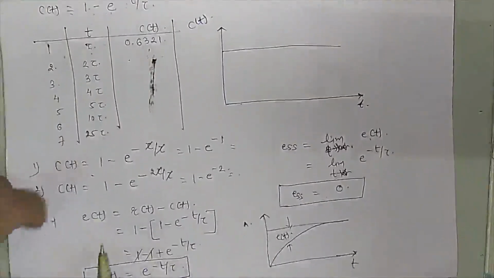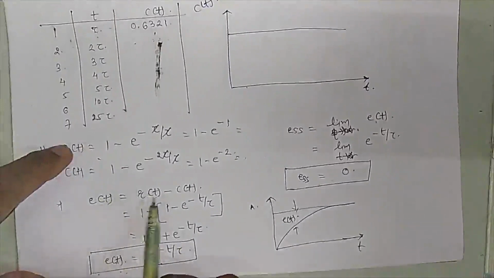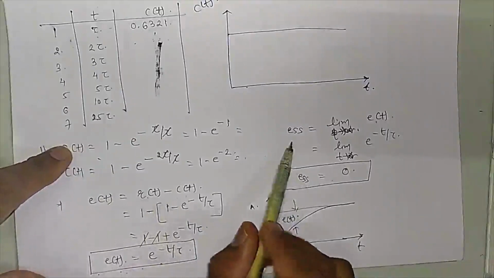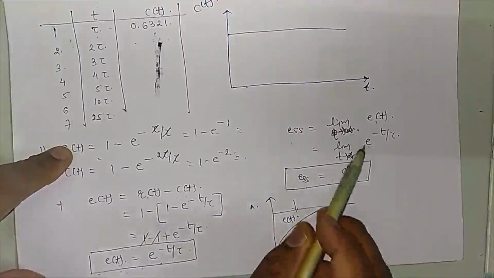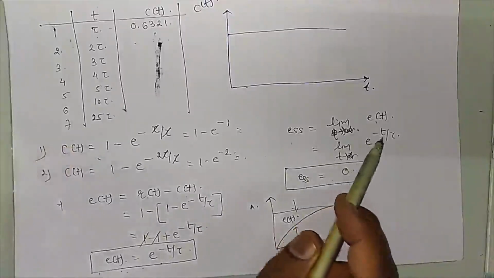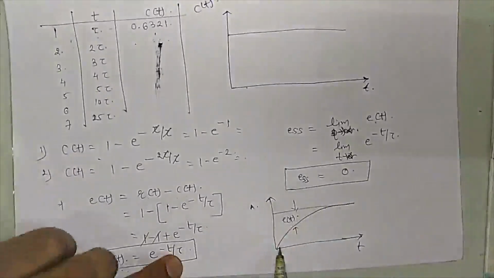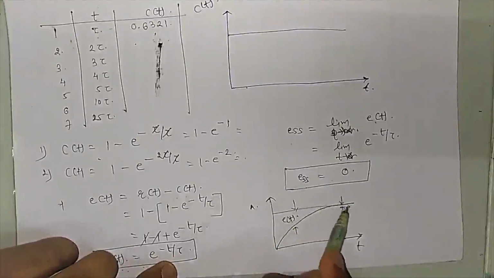Then we have gone to the concept of finding out the error. E(t) is nothing but the difference between your reference input and your actual output, R(t) minus C(t). So what we have got is e(t) equal to e raised to minus t by tau. Similarly, e_ss is equal to limit t tends to infinity of e(t), which is limit t tends to infinity of e raised to minus t by tau. So e_ss is equal to 0. Mathematically, the answer proves that there will be error, but at steady state it will be 0.